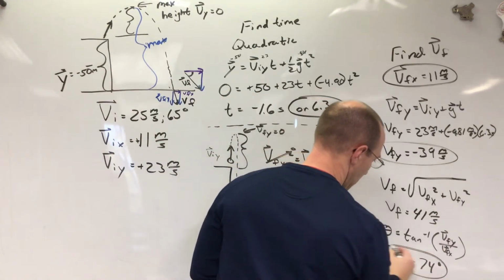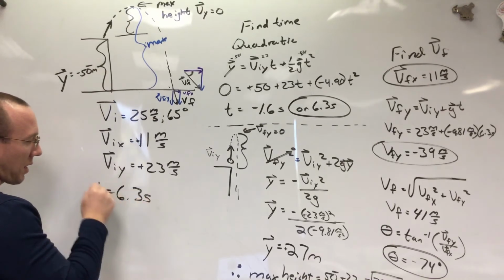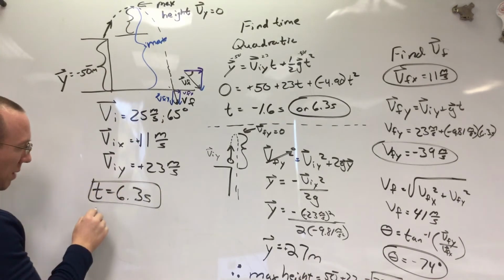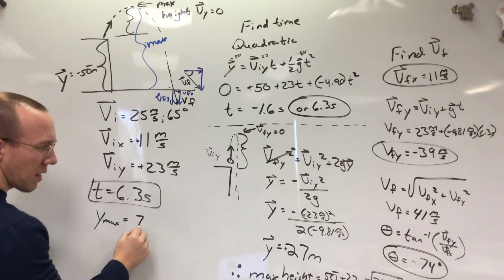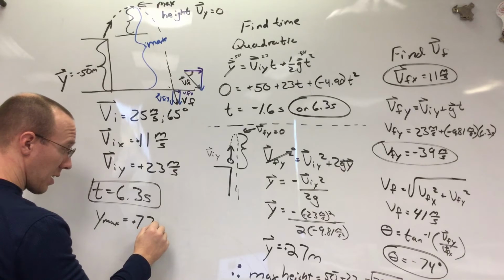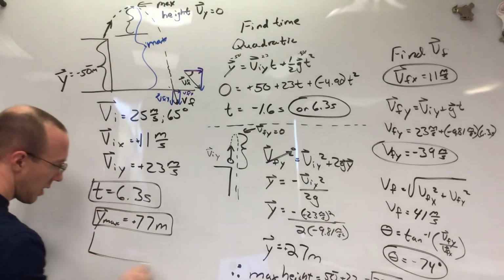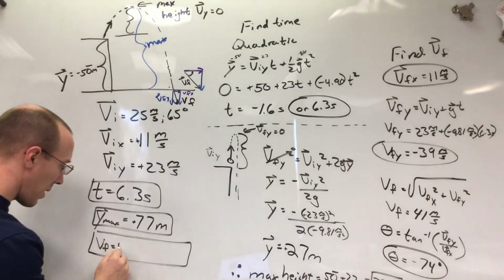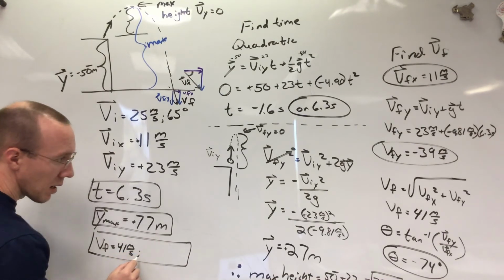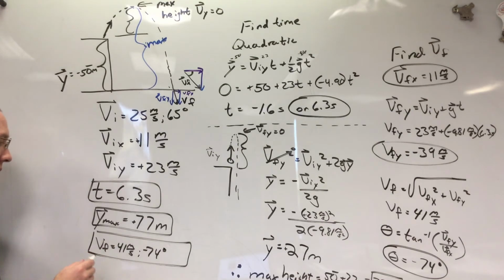So my final answers, if I had to write them over here: our time would be 6.3 seconds. Okay, my max height, Y max, would be 77 meters. If you don't put the positive in there, that's fine. And then my final velocity, VF, would be 41 meters per second, 74 degrees negative. And that's it. That's the final answer. It is a pretty involved problem.